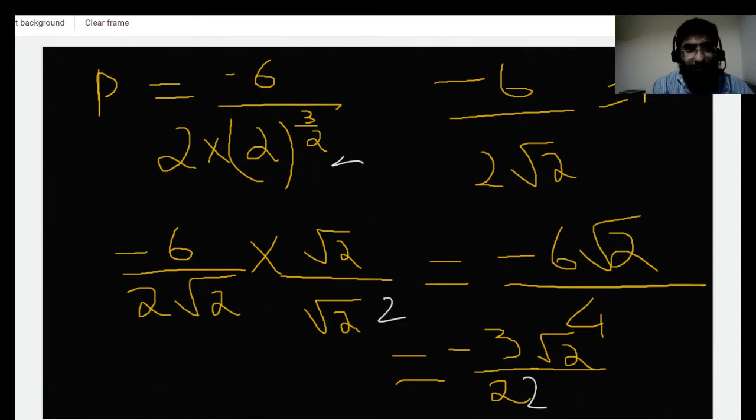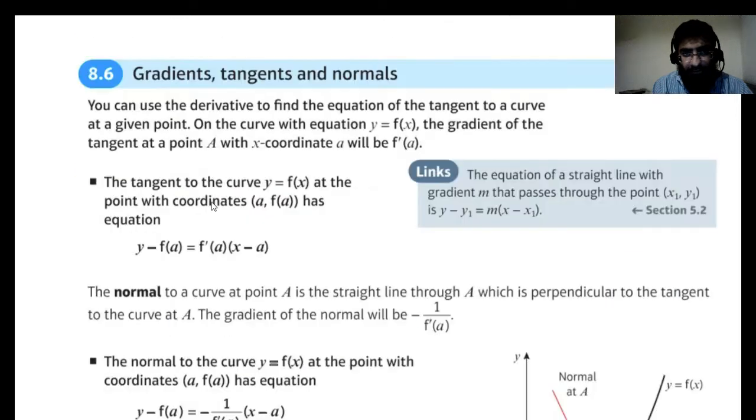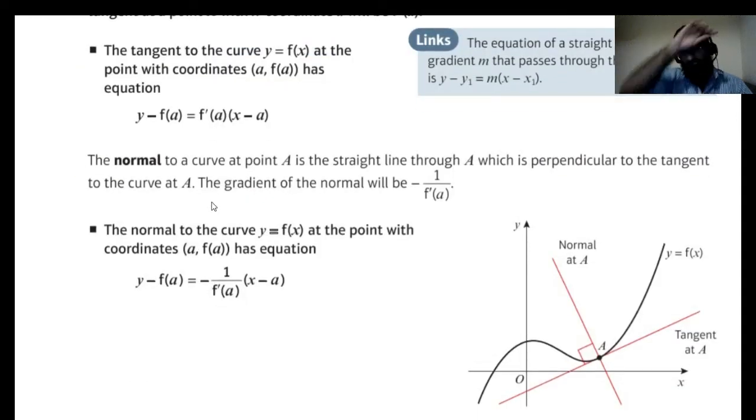Okay, moving on. In terms of normal, we know that normal has a gradient of minus 1 by m. If I've got one line and there is a normal to that line, the gradient of... how is it 3 by 4 root 2? Let me put it back. Slide 1 please. Okay, slide 2. Just tell me, you have to explain.